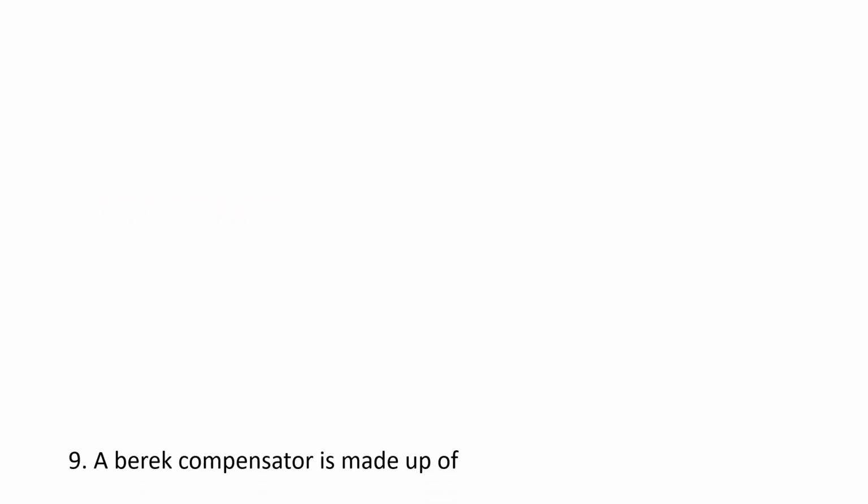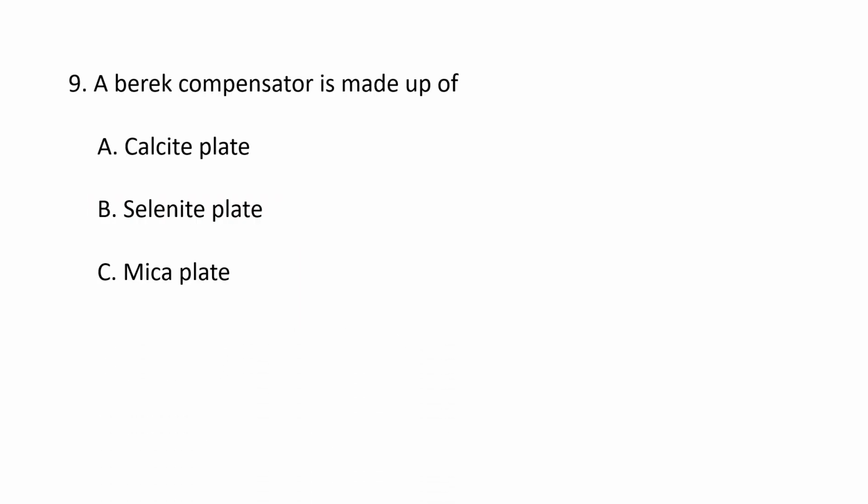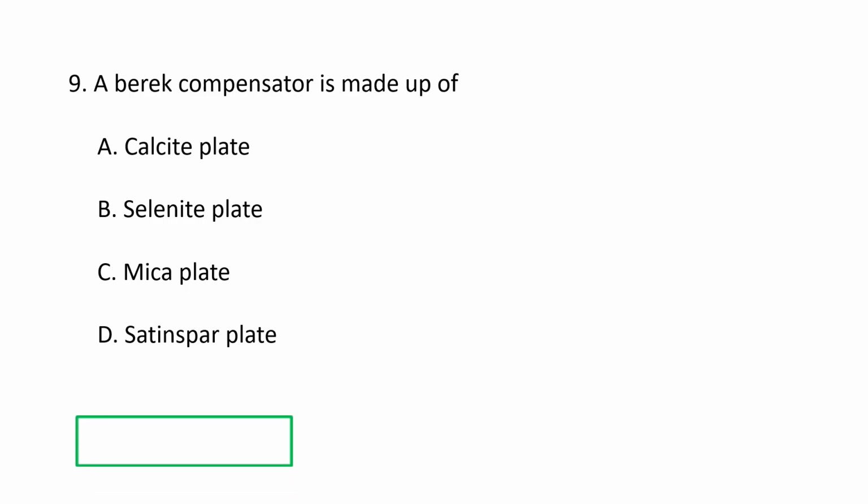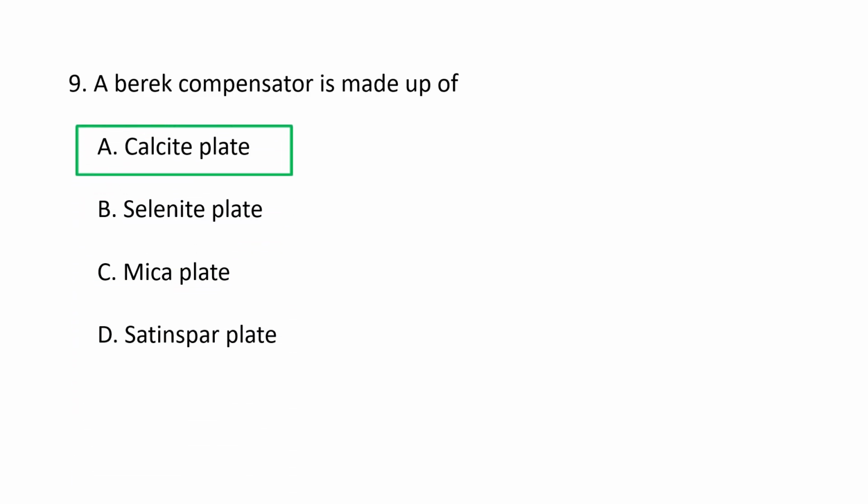Next question. A Berek compensator is made up of A. Calcite plate, B. Selenite plate, C. Mica plate, and D. Satin spar plate. A Berek compensator is made up of a calcite plate.